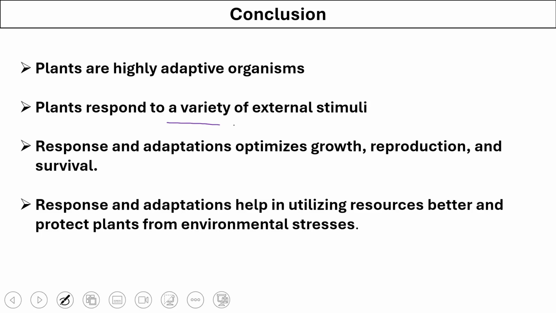They respond to various kinds of external stimuli despite not having a nervous system. Responses and adaptations help the plant to have optimal growth and reproduction, and ensure their survival. These responses and adaptations also help in utilizing resources, and in protecting plants from stressful environmental conditions.